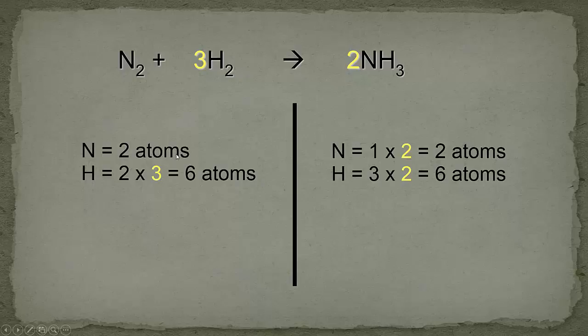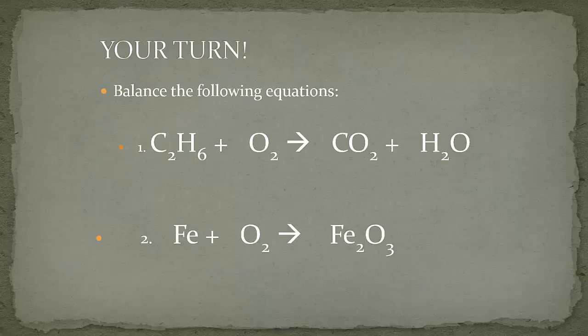If you check, nitrogen has 2 atoms both on the reactant and product side, and hydrogen has 6 atoms both on the reactant and product side. Our equation is now balanced. Your turn. Balance the following equations. Remember, it is important to balance chemical equations because equations represent real-world chemical reactions. This becomes important when we calculate stoichiometry equations where mole ratios become significant.